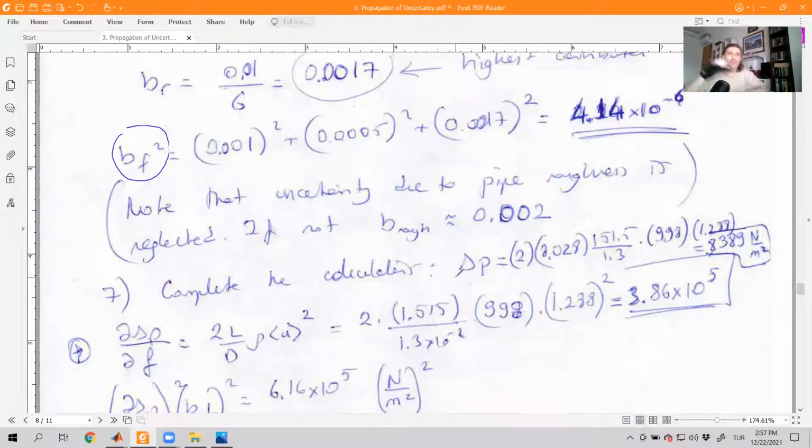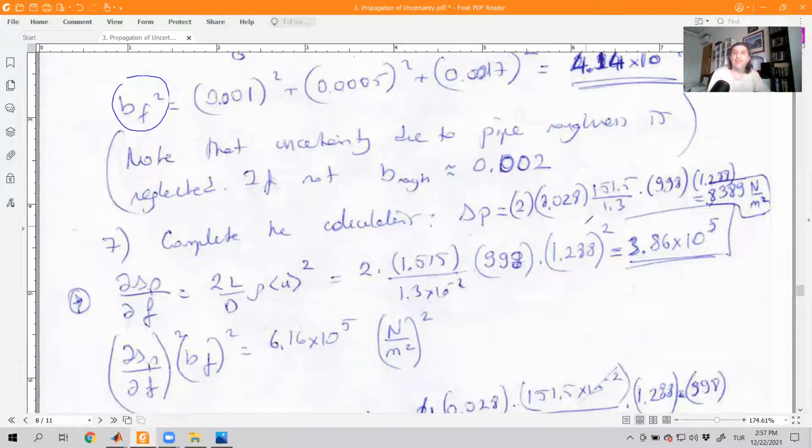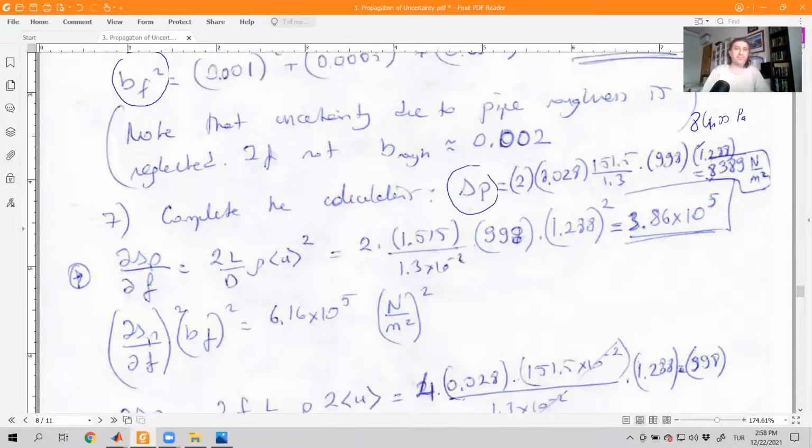So I have taken in the uncertainty of U and D at the same time. So now we complete the calculations. Now we find delta P, which is going to be our point estimate, which is equal to 8,389 Newton per meter square, or Pascal. Basically, it's about 804,000 pascals. So it's a pretty much low pressure drop compared to atmospheric pressure.